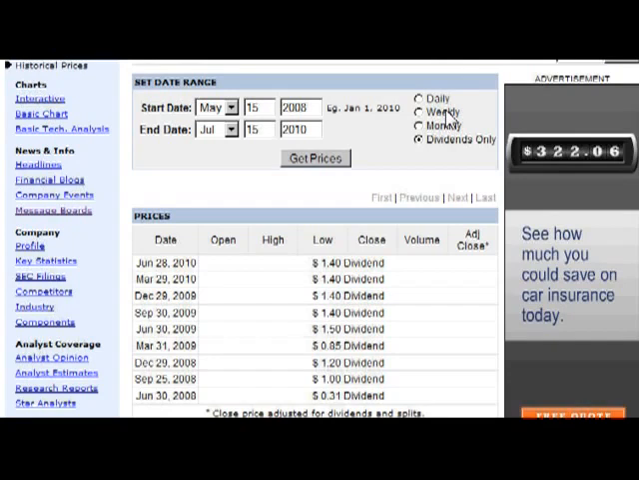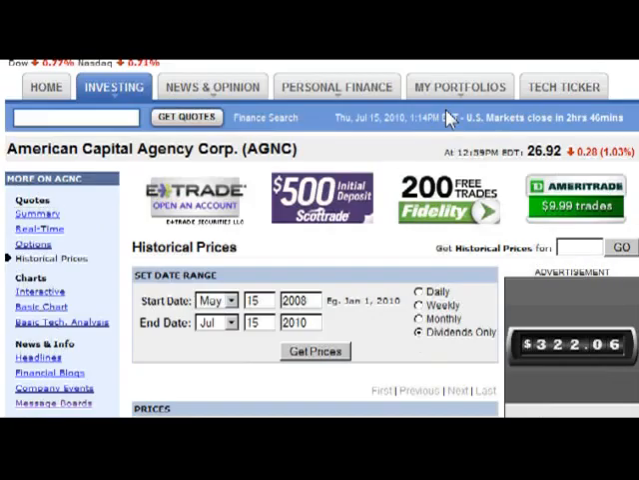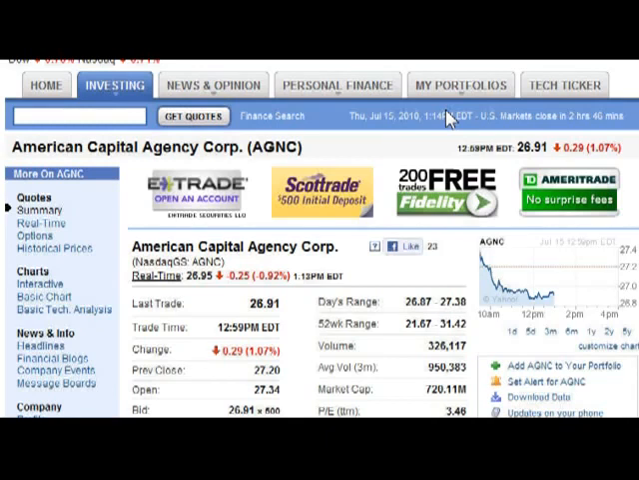Well, historical prices. Dividends only. And we see it's paying $1.40. It's a quarterly payer. It just got started back here in '08. This is a pretty young fund. And you can see they were trying to get their foot in the door. Now they've got their footing, now they're settled. Now they're pretty stable.